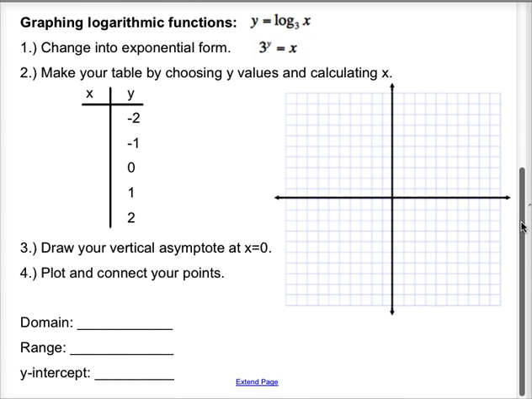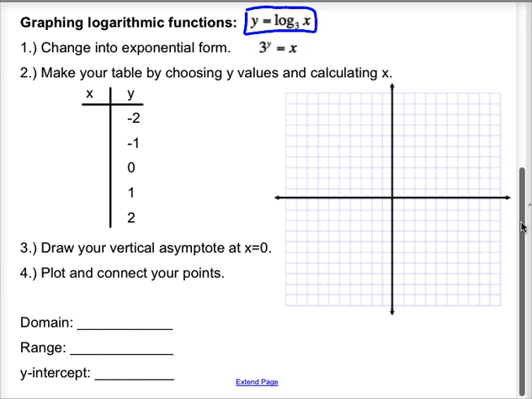Now, graphing them by hand is going to be a little bit different than what we've done before. You're used to picking x's and then using those to get your y value. We are actually going to do the reverse. We're going to pick y values and solve for x. So here is my beginning problem. y equals log base 3 of x.